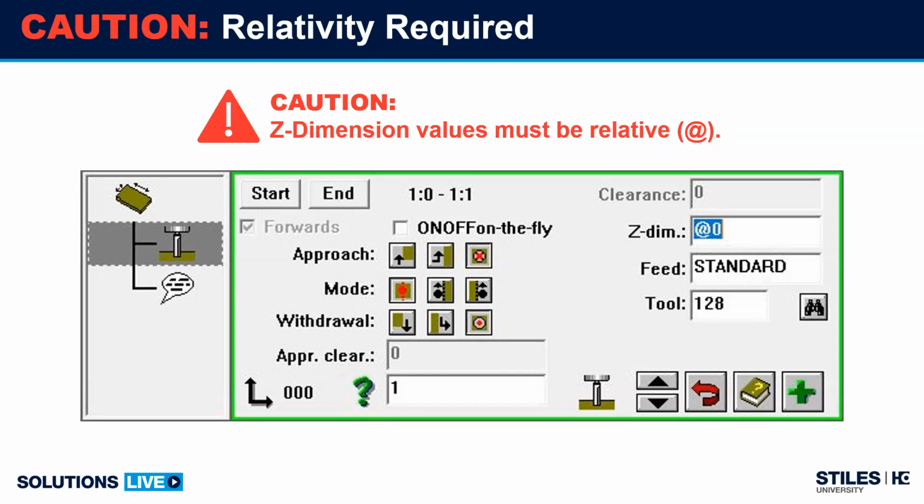So again, anytime we do a Z-axis move, the tool must be relative to the contour. So in this case, we put @0. If you want to cut a millimeter deeper, you could put @-1. So again, we have that ability.